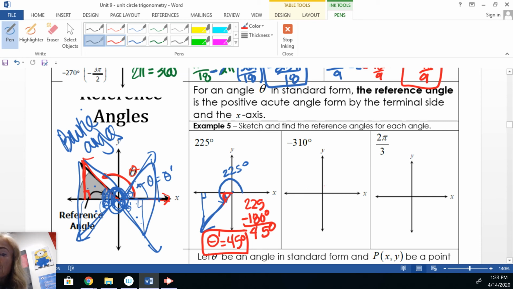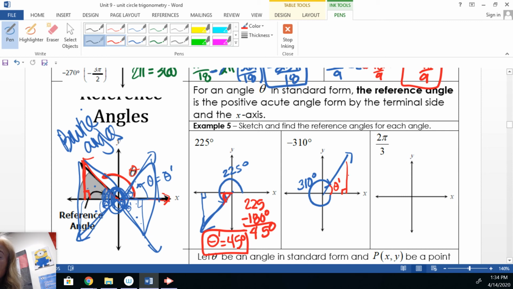All right, so again, we'll try negative 310. Well, negative means I move clockwise, and I move all the way to 270 plus another 40. So that's our 310 degrees. How do we tie it to the x-axis? Right there, right? That creates the 90 degrees right to the x-axis, so it's one of the parts of the bow tie. This right here is theta prime.